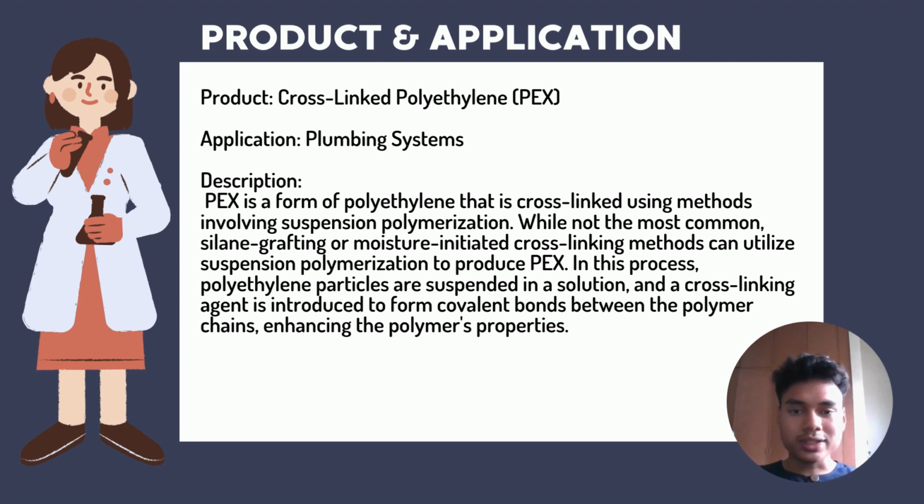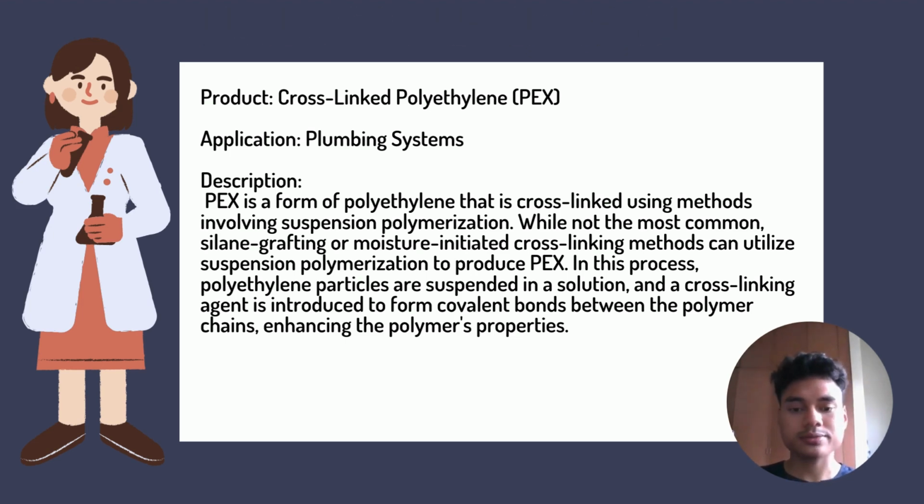Suspension polymerization of polyethylene commonly produces cross-linked polyethylene, PEX, applied in plumbing systems. For more information, PEX is a form of polyethylene that is cross-linked using methods involving suspension polymerization. While not the most common, silane grafting or moisture-initiated cross-linking methods can utilize suspension polymerization to produce PEX. In this process, polyethylene particles are suspended in a solution, and a cross-linking agent is introduced to form covalent bonds between the polymer chains, enhancing the polymer properties.